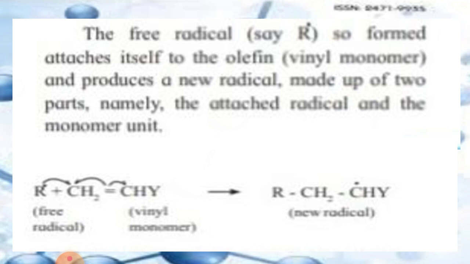Now here you see, students, your free radical R, that is the methyl radical we have formed from acetyl peroxide. That methyl radical, or any free radical, will react with the vinyl monomer. What is happening over here? The vinyl monomer double bond will be converted into a single bond.